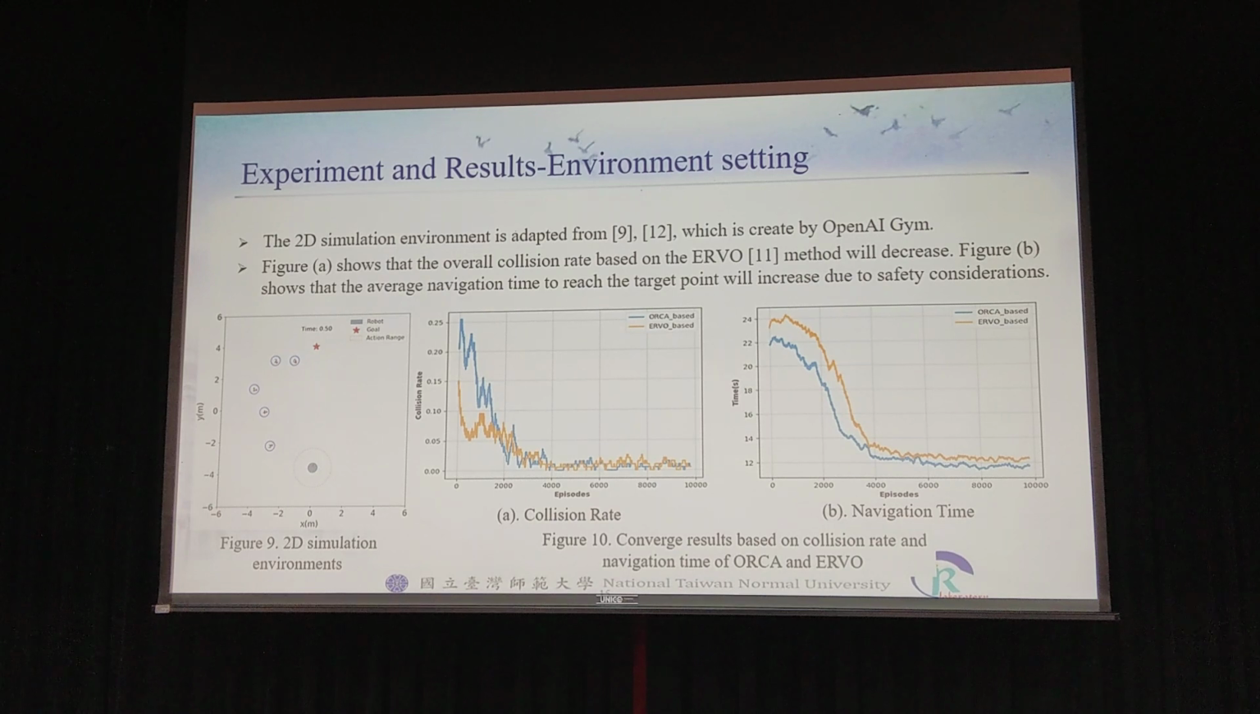The following are training results based on the ORCA and ERBO methods. Figure A shows that the overall collision rate based on the ERBO method will decrease. And figure B shows that the average navigation time to reach the target point will increase due to safety considerations. Also, we use unfinished combination for robots which can be reduced models of different.